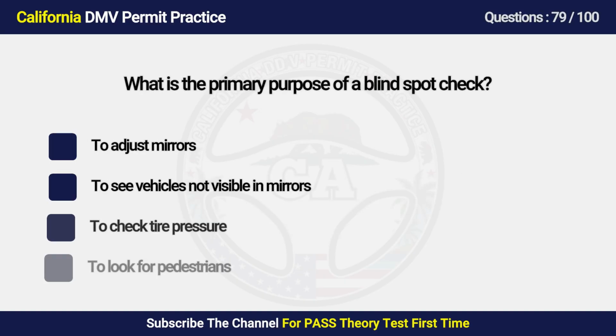Question 79. What is the primary purpose of a blind spot check? A. To adjust mirrors. B. To see vehicles not visible in mirrors. C. To check tire pressure. D. To look for pedestrians.